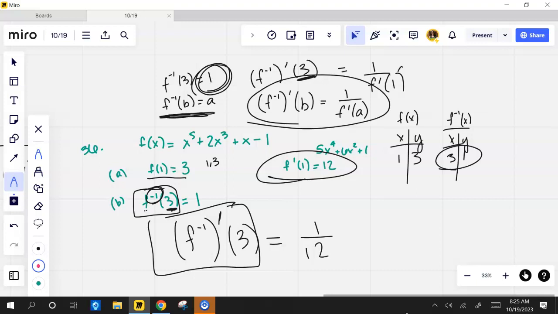so switch x and y, and then do 1 over the derivative of that new x value. Does that make sense? No, that doesn't make sense. Yeah, you got it. I got it, but do you got it? Yeah, I know what's going on.